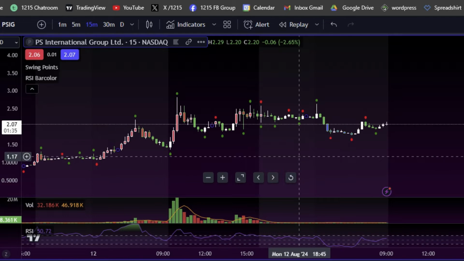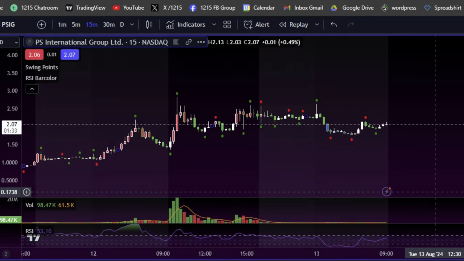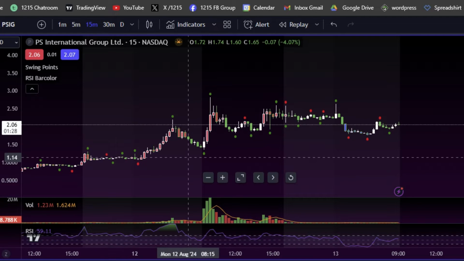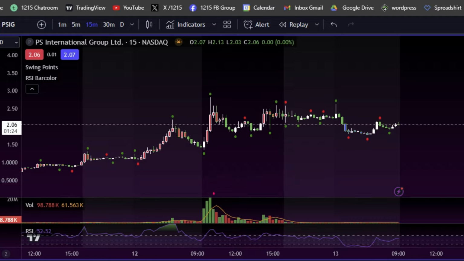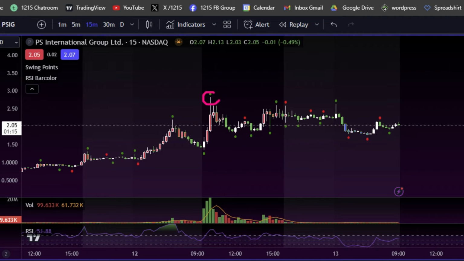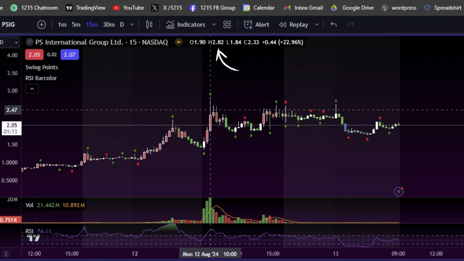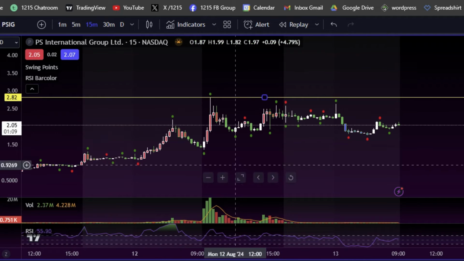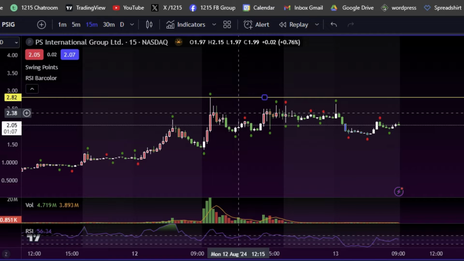So let's first draw resistance, and I like to start with this one because it's the easiest. And really, resistance is going to be the high of day, which usually will have the highest amount of volume. So the high point of this day is going to be right here on this candle, and that's at $2.82. So I'll draw a line right there at 2.82, and that's going to be resistance.